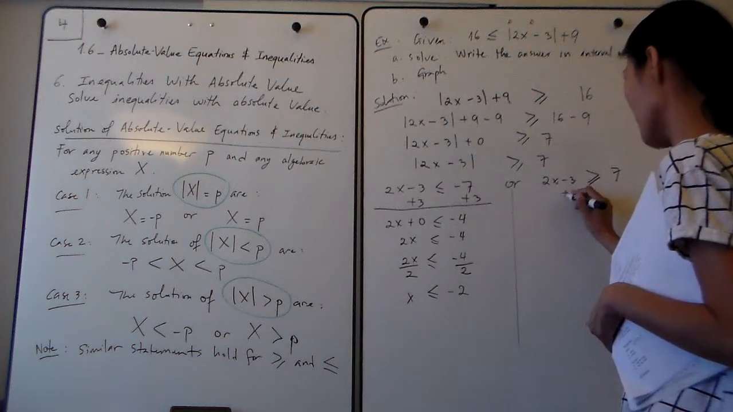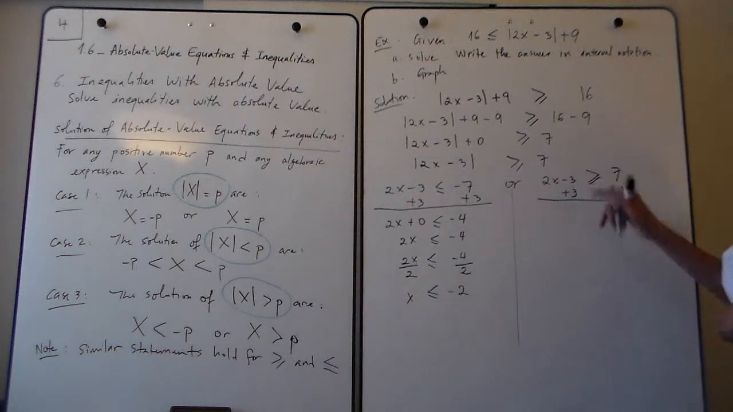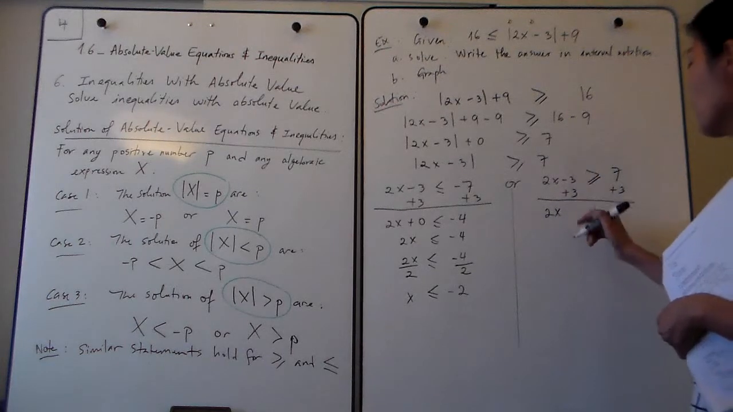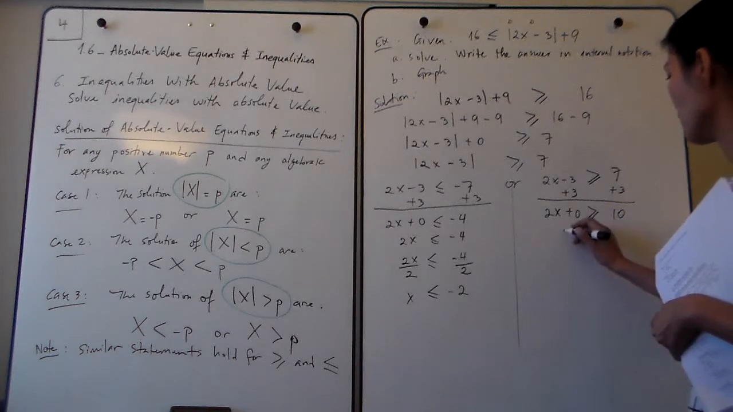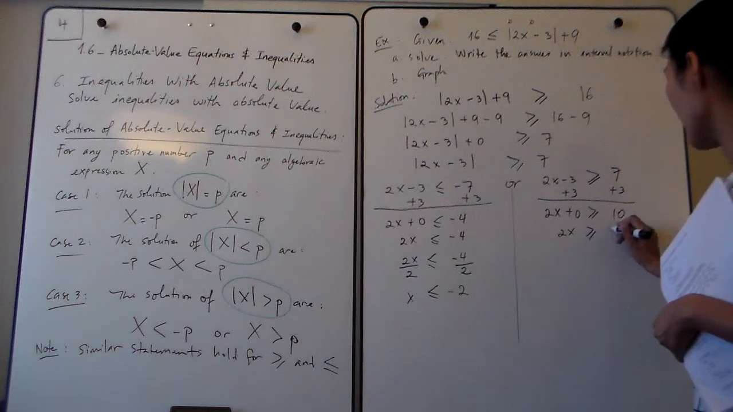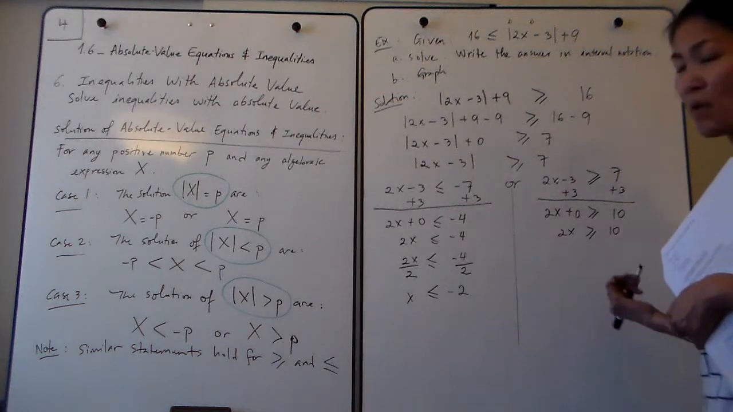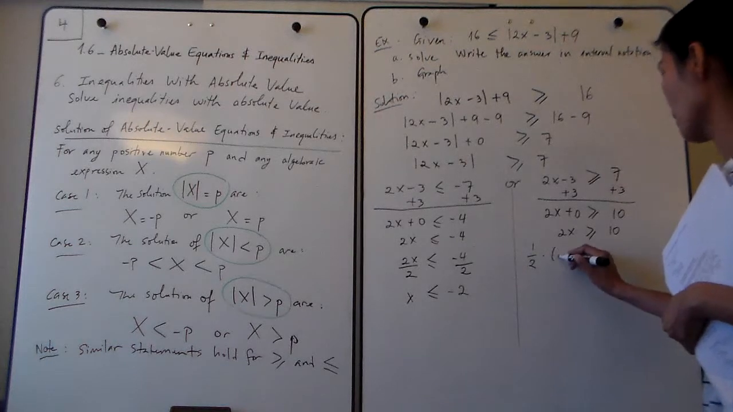So we solve for x by adding 3 on both sides, to remove this constant term. 2x minus 3 plus 3 is 0. 7 plus 3 is 10. 2x plus 0 is 2x, greater than 10. Divide by 2 on both sides, or multiply by 1/2 on both sides. So I'll do the alternate way.